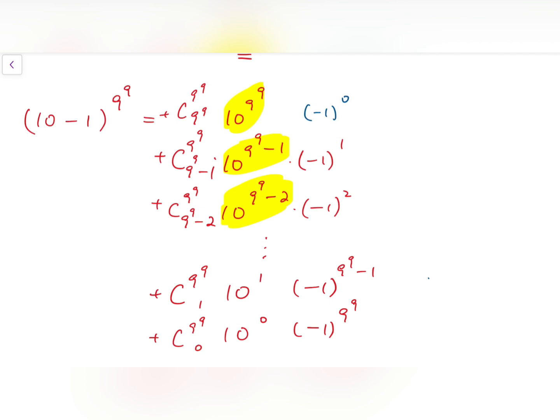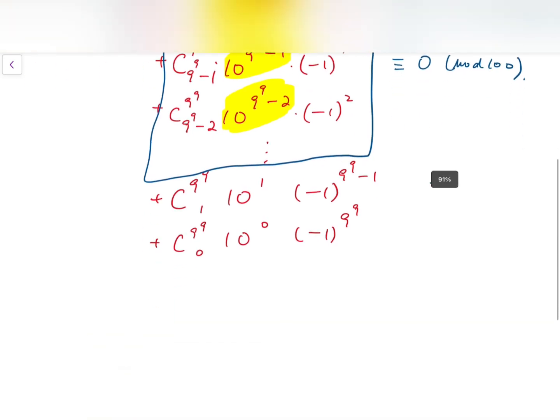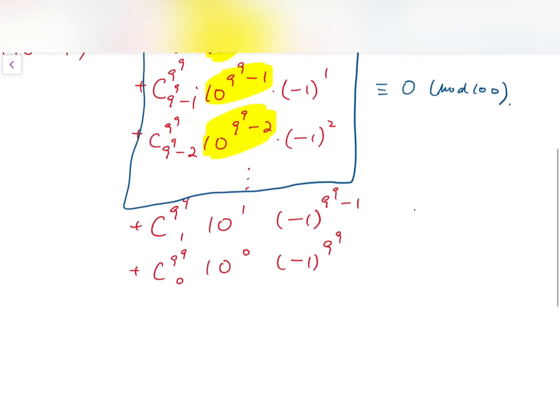So that means all of these terms can be written as 0 under mod 100, each of them. And so the sum is also 0 mod 100. And so what remains is just to look at the last two terms. And that's why I chose the Binomial Theorem, because that makes things much easier.